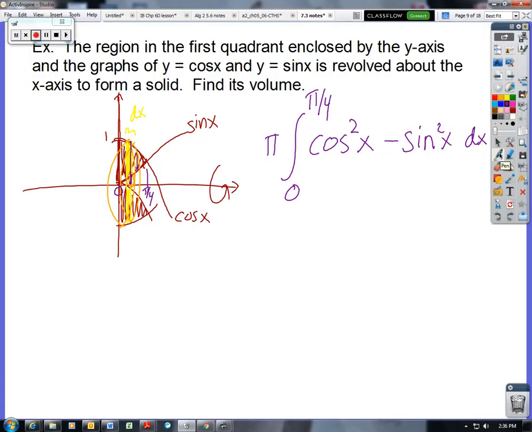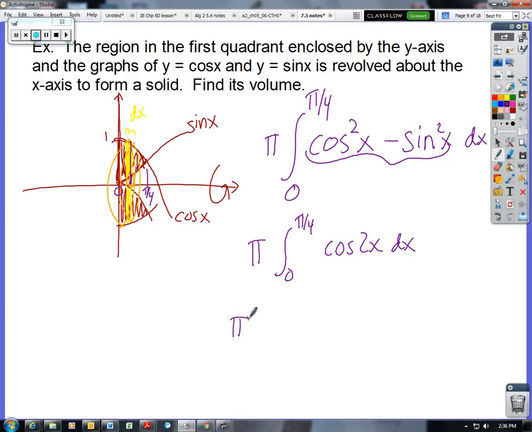However, keep in mind that anytime you are trying to integrate trig functions and you don't have an apparent method, you can try identities. And if you look in your identity sheet that I handed out at the beginning of the year, you will find that cosine squared x minus sine squared x happens to equal cosine of 2x. That means I get to replace this whole thing with cosine of 2x. And now it's pretty easy to integrate.